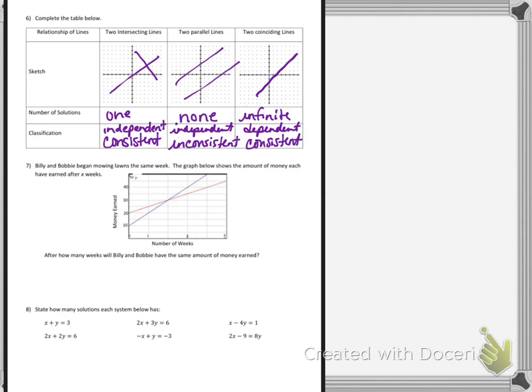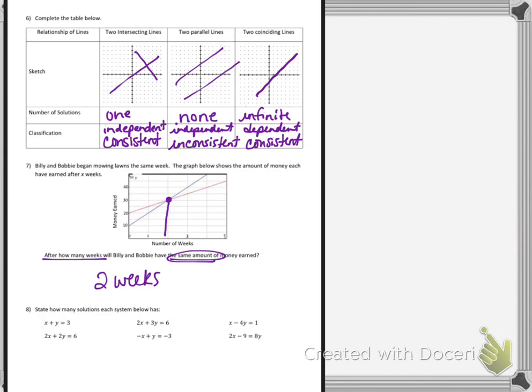Number 7, the amount of money they earned after X weeks. After how many weeks will they have the same amount of money? So that is this coordinate of intersection, so at 2 weeks, they will have the same amount of money. State how many solutions are below.